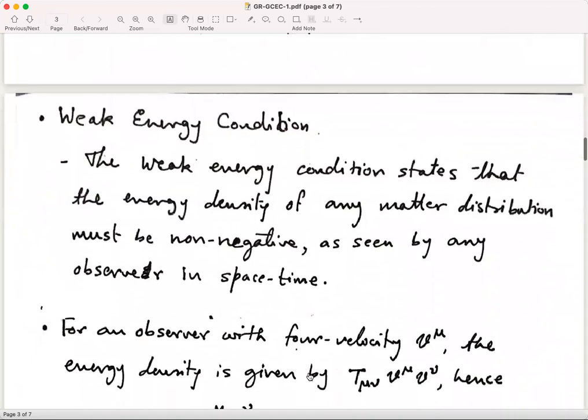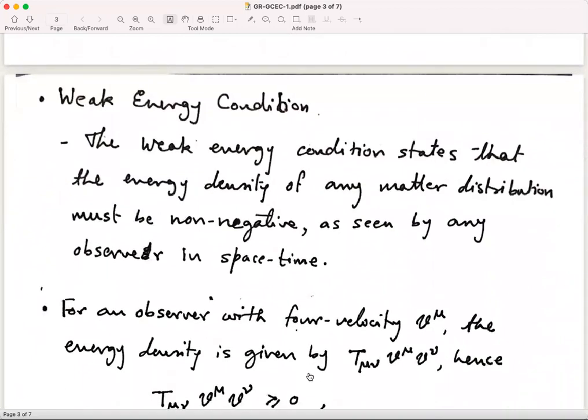That is what is referred to as the weak energy condition. The weak energy condition states that the energy density of any matter distribution must be non-negative, as seen by any observer in space-time. So you have any observer that you're looking at, and we're assuming that the observer has a four velocity, which is a time-like vector. Then we can write down the four velocity vector corresponding to the observer as V mu.